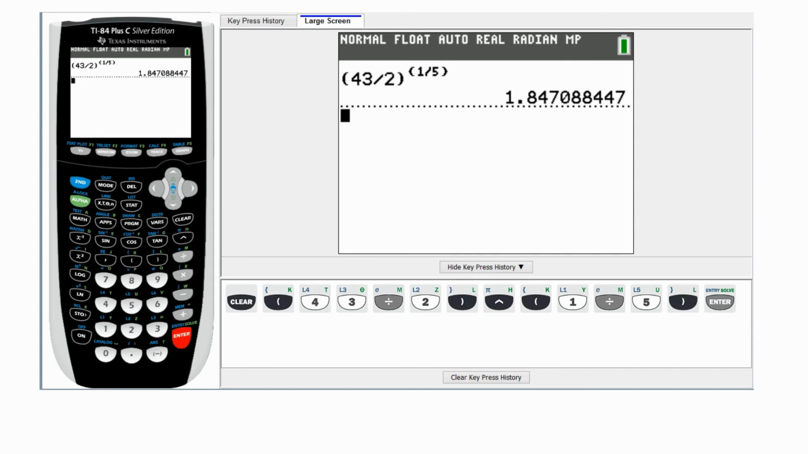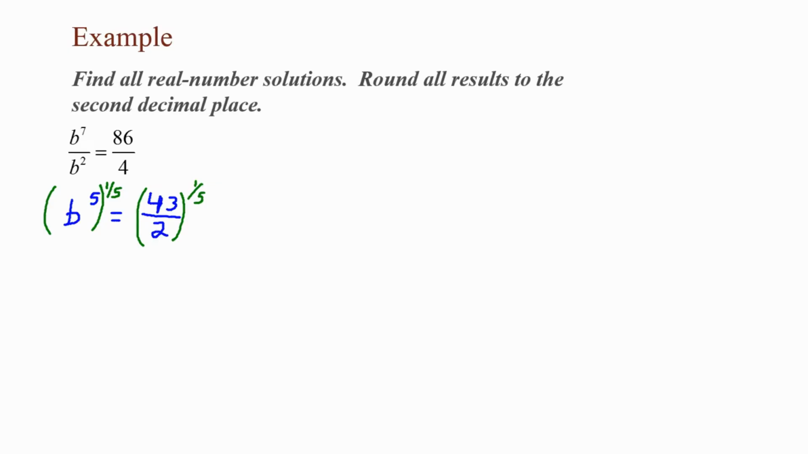My answer is 1.847088447. Rounding to the second decimal place, we'll have 1.85. B equals 1.85. Since the 5 in my 1/5 is odd, I use the same sign as in the parentheses, so my final answer is B equals 1.85.